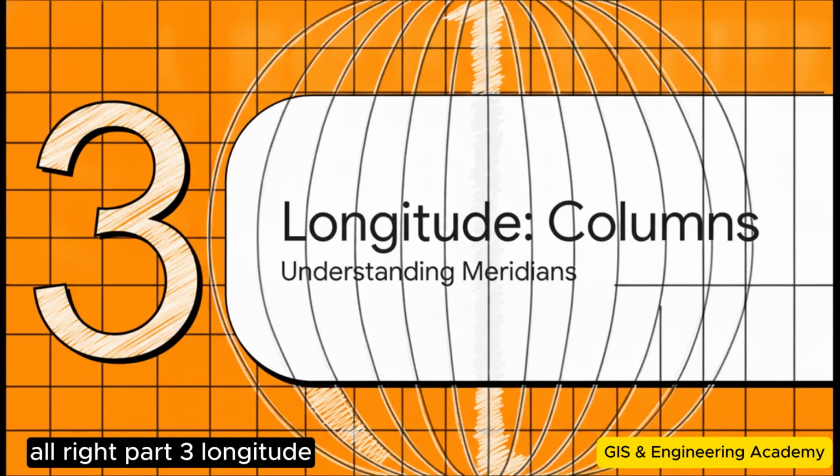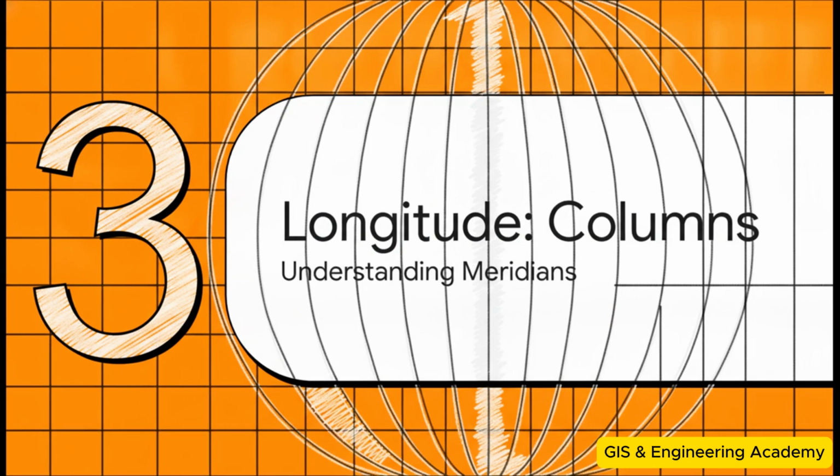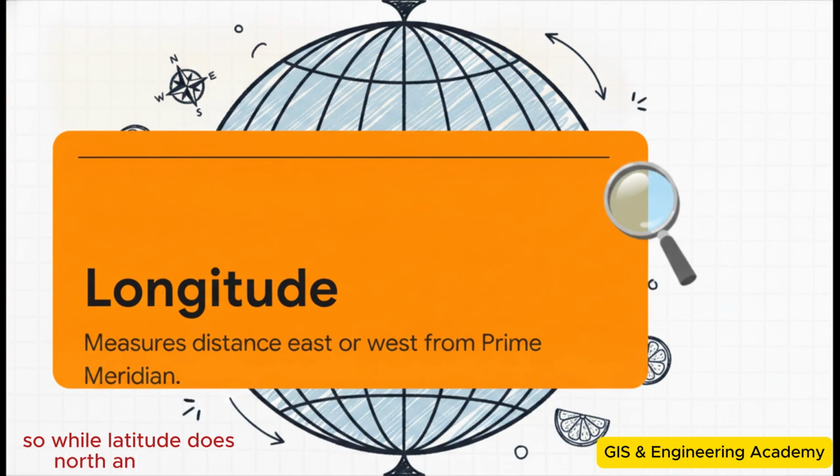All right, part 3, longitude, the vertical columns, and understanding meridians. So, while latitude does north and south, longitude measures how far east or west a location is. And this brilliantly illustrates the key difference between our two sets of lines. Longitude lines run vertically from the North Pole all the way down to the South Pole. Unlike our parallel latitude lines, all longitude lines physically converge and meet up at the poles. Think of them kind of like the segments of an orange.